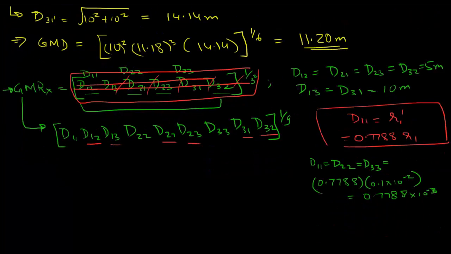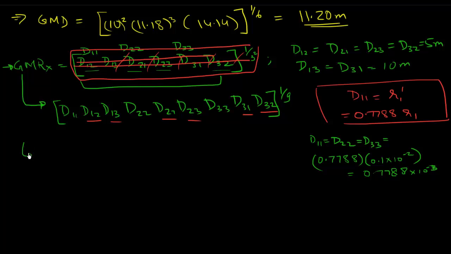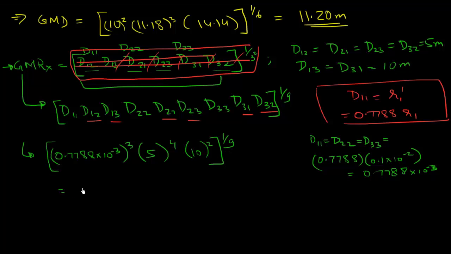So then this implies that our GMR is nothing but 0.7788 times 10 to the power minus 3 to the power 3. You have 5 to the power 4 with the 4 terms, 10 to the power 2, all of this raised to the power 1 by 9, and if you plug that into your calculators, you should get a value of 0.31 meters. So you have your GMR.